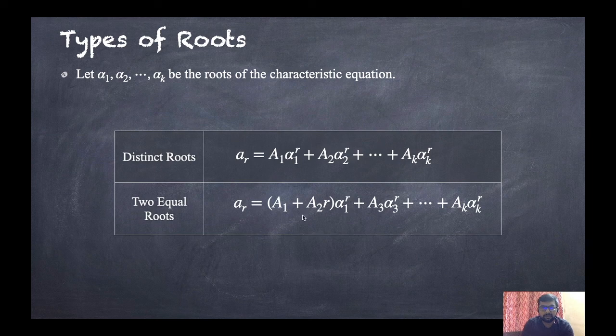So what we are doing is, instead of A1 alpha 1 raised to r plus A2 alpha 2 raised to r, we write (A1 plus A2 r) into alpha 1 raised to r. We are just combining it and multiplying by r, plus A3 alpha 3 raised to r, and the rest is the same. Suppose there are three equal roots. What will it be? (A1 plus A2 r plus A3 r square) into alpha 1 raised to r plus A4 alpha 4 raised to r, and so on. Now let us discuss examples.